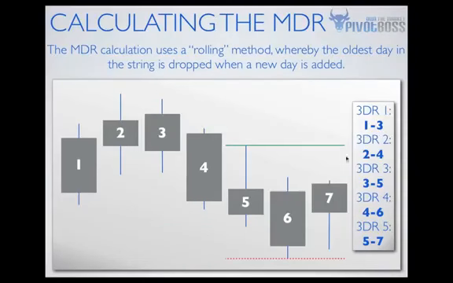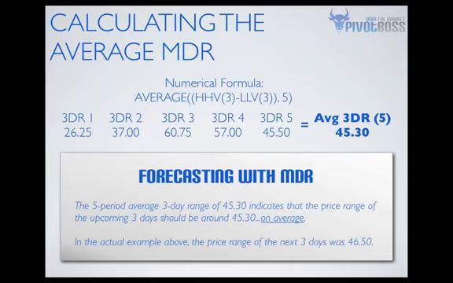We go through the string. Now we have 3-day range 1, 3-day range 2, 3-day range 3, 4, and 5. Now we have a 5-period multiple day range. So when we're calculating the average MDR using that data, this is what you get. For 3-day range 1, it was 26.25 points. 3-day range 2 is 37, 60.75, 57, 45 and a half, etc. Average those out, and you have an average 3-day range of 45.30.